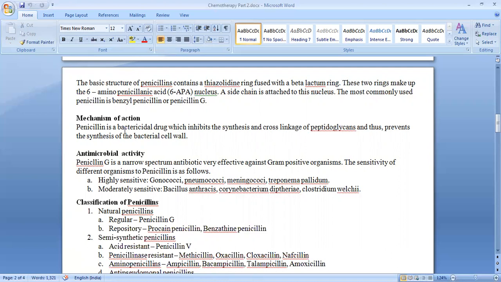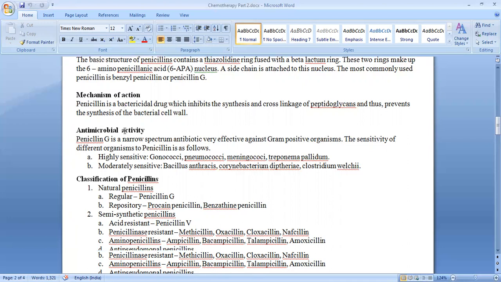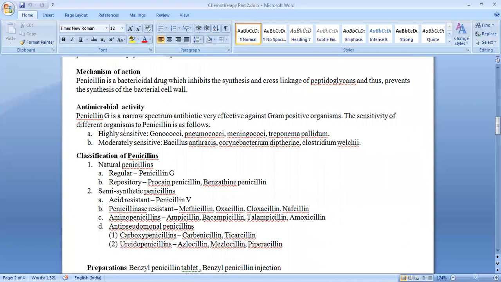So penicillin G, which is also called benzyl penicillin, is the most commonly used penicillin, and it has a narrow spectrum of activity. It is mainly used against gram-positive organisms. If we classify the penicillins, we have natural penicillins, which are directly obtained from the fungus, and semi-synthetic penicillins, where part of the synthesis is from the fungus, and then in the laboratory we synthesize the penicillins.